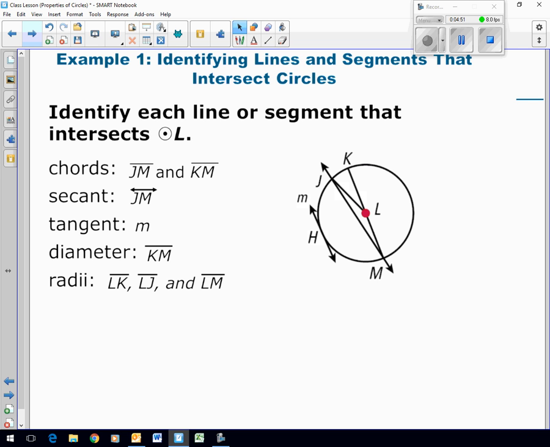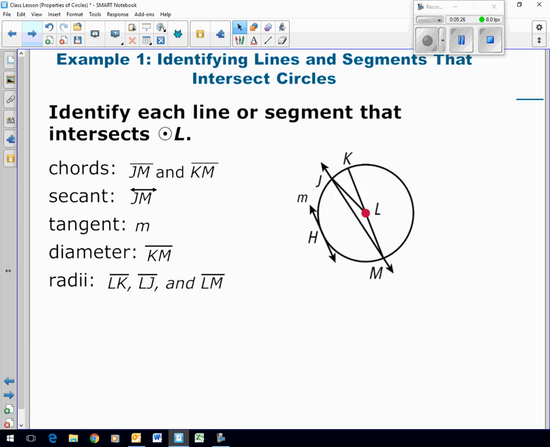There's actually one in the middle, and then it's talking about the other one. When it references line segment JM, it's talking about just from point J to point M. That's all it's talking about. Right below it, it says secant, and it has line JM. In that case, it's talking about points J to M and beyond.